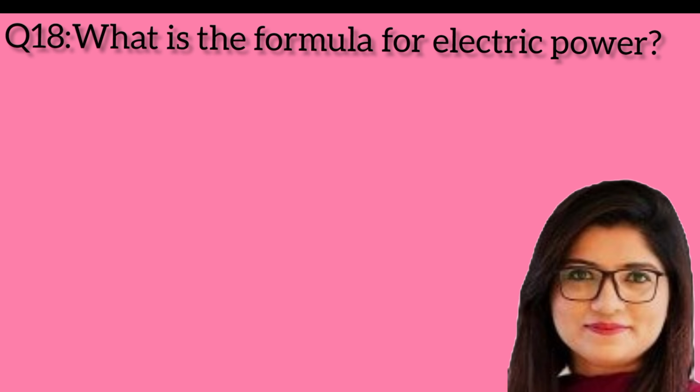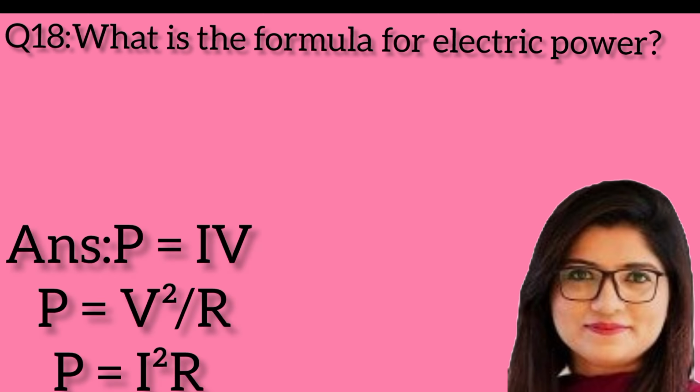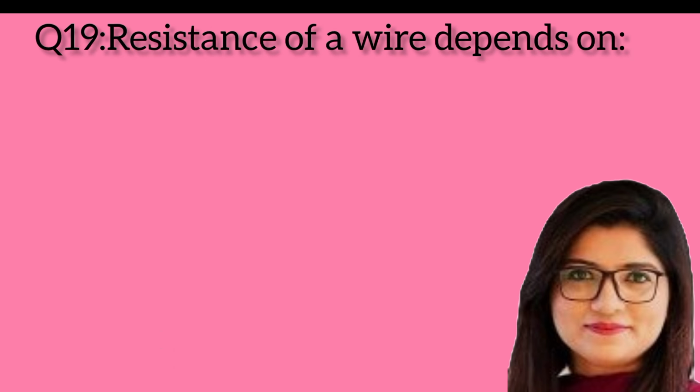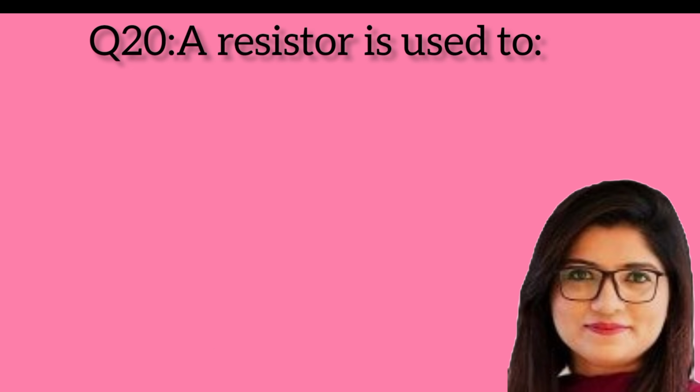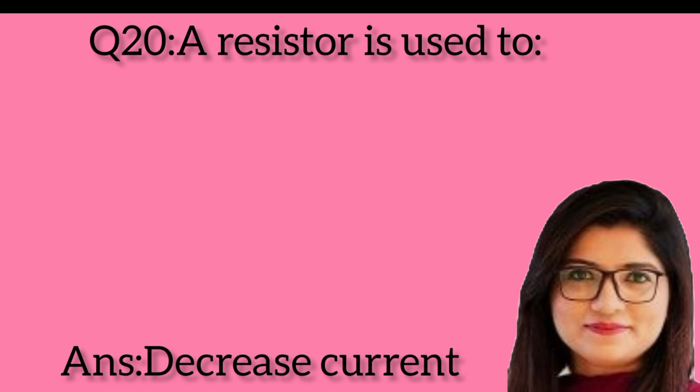Question 18. What is the formula for electric power? Answer: P equals IV, P equals V squared over R, P equals I squared R. Question 19. Resistance of a wire depends on. Answer: material, temperature, length. Question 20. A resistance is used to. Answer: decrease current.